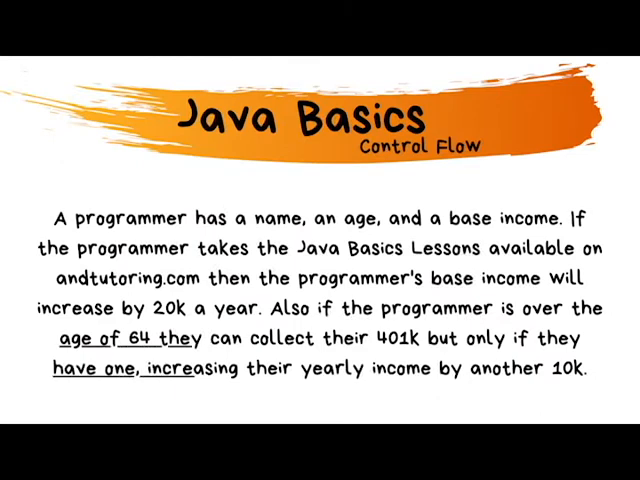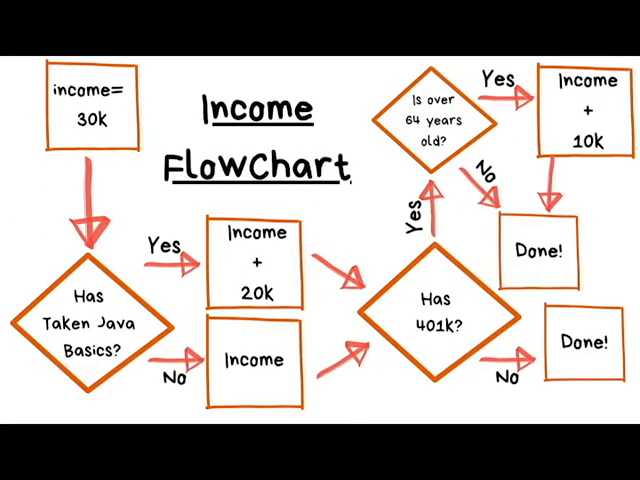Revisiting our question, we have one last part to get through. Also, if the programmer is over the age of 64, they can collect their 401k, but only if they have one, increasing their yearly income by another 10K. Moving back to our flowchart from before, we see that both of our outcomes from last time move into this one new question, if they have a 401k. Then if they do have a 401k, we ask if they're 64 years old. And if they are, then we increase their income, and in any other scenario, we're done with the problem.